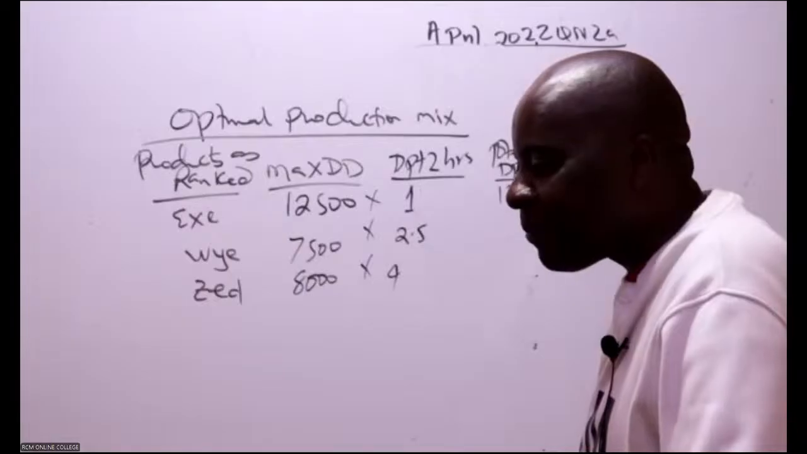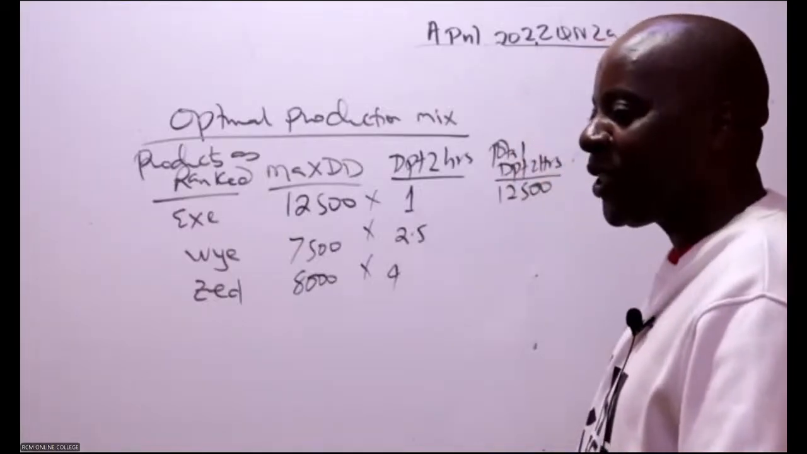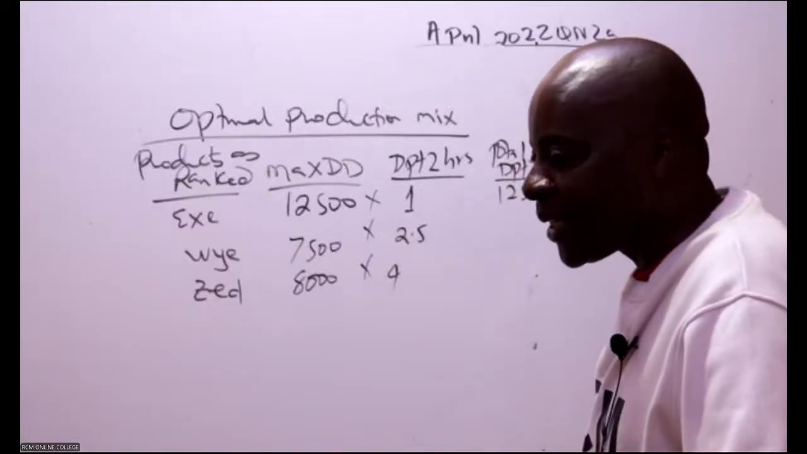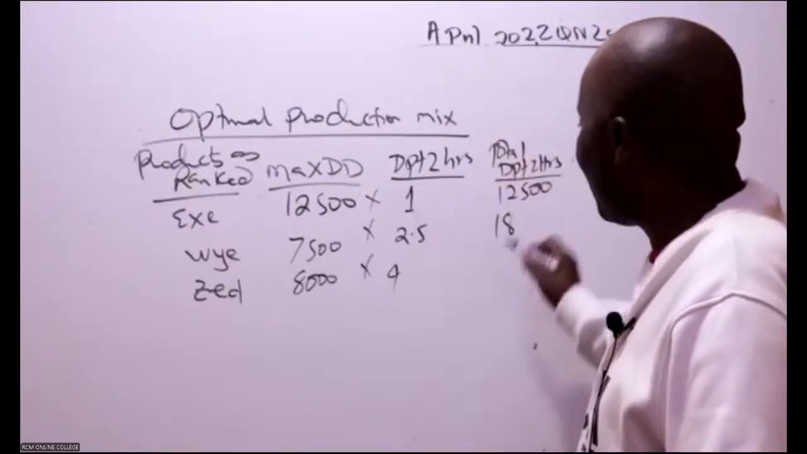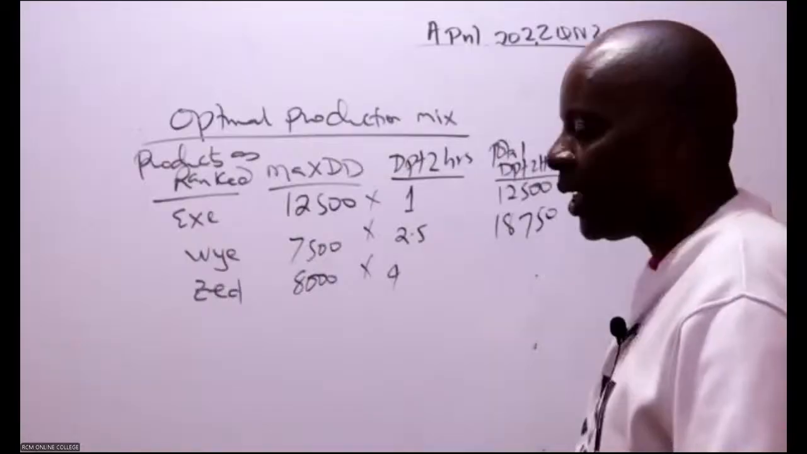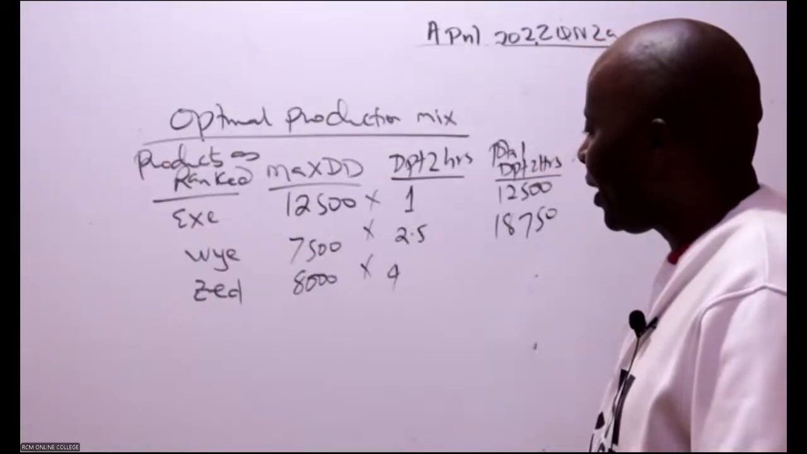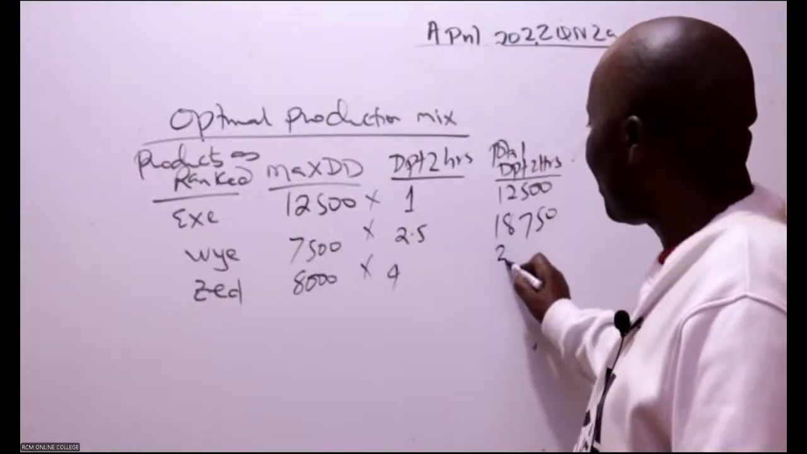Let's try to hurry up a little bit so that we can finish this question, so that when we come to the next class, everything will be okay. 18,750. And then lastly, we have 8,000 times 4, which is 32,000.